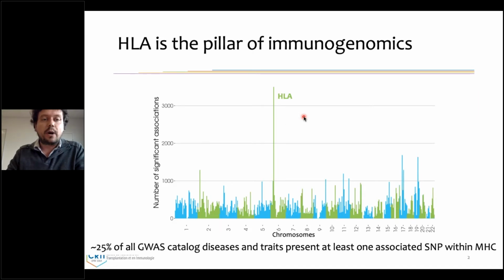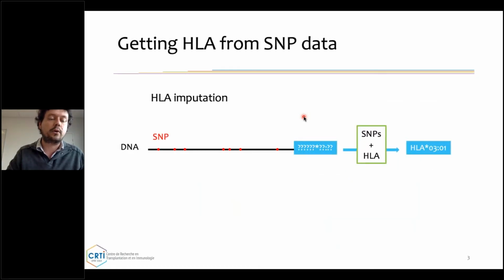The problem with GWAS is that it associates a SNP or a region, so here the HLA region, to a disease or a trait. And we don't know exactly what's going on there. So what we want to do is go further than the SNPs. And to do that, we need to do HLA imputation. HLA imputation is taking the SNPs we have from the genotype people, comparing them to a reference panel with the SNP and HLA, to obtain the HLA alleles.